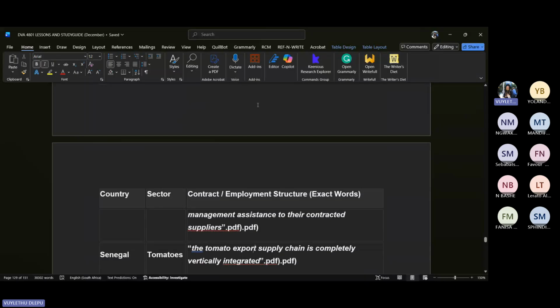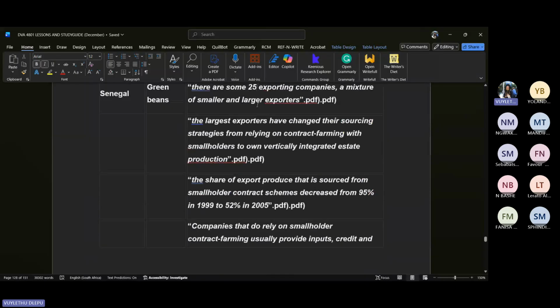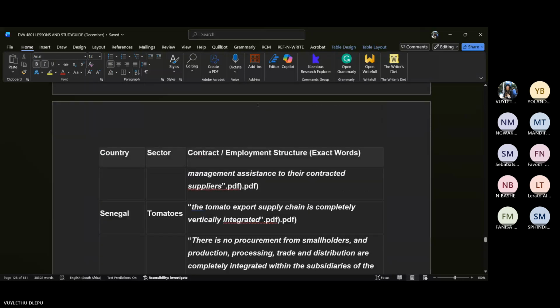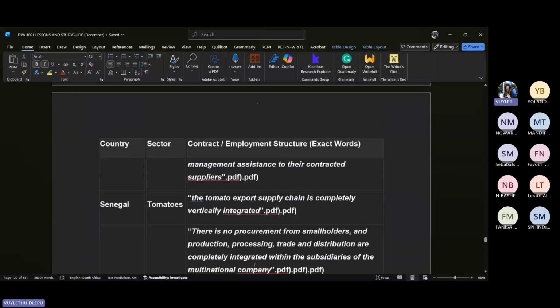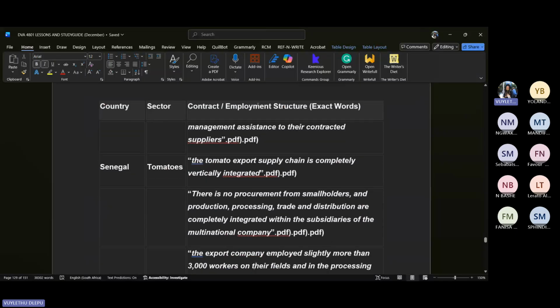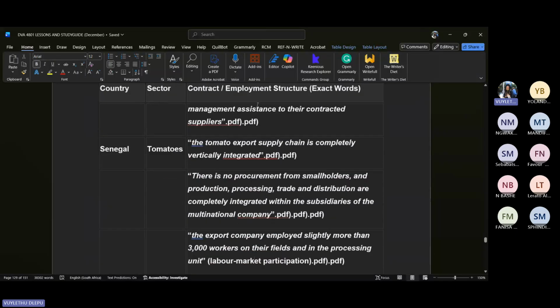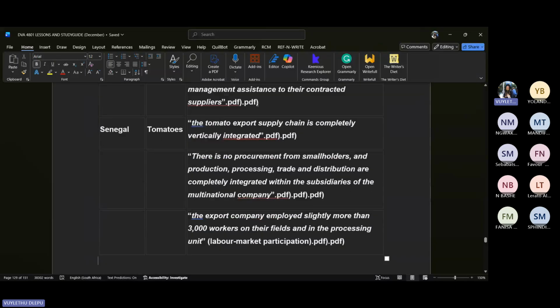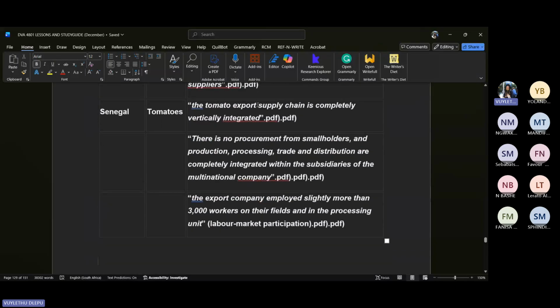Senegal does green beans, and then it does tomatoes. The tomato export supply chain is completely vertically integrated. There is no procurement from smallholders, and production, processing, trade, and distribution are completely integrated within the subsidiaries of the multinational companies.